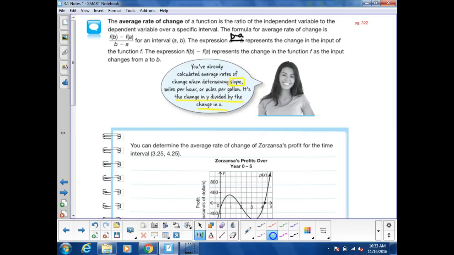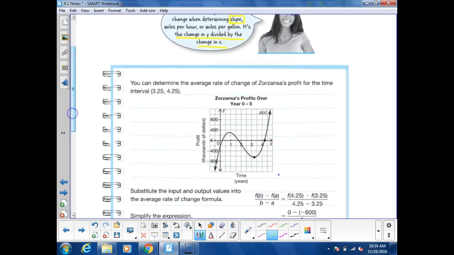Now you will hear me refer to it from now on as AROC. AROC, average rate of change, AROC. Okay, so let's go back to Zorzanza's Zen of Pizza. We can determine the average rate of change for the Zen for the time interval 3.25 to 4.25 years.